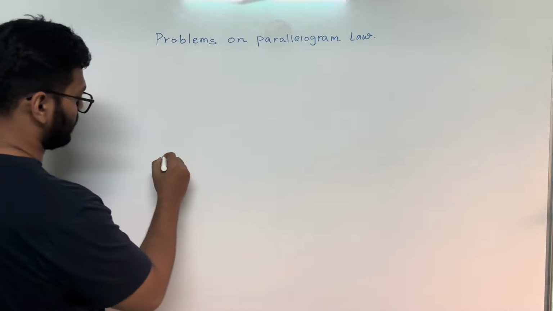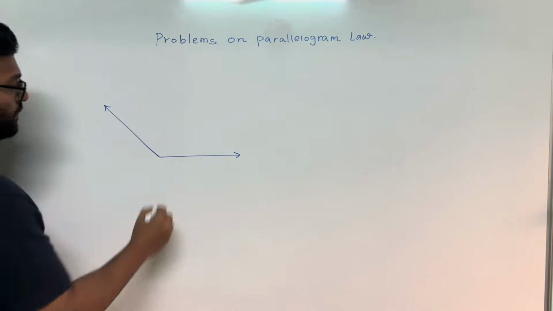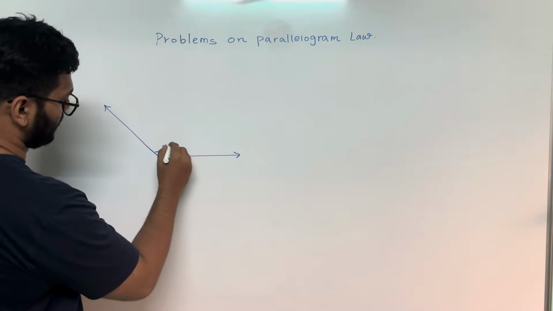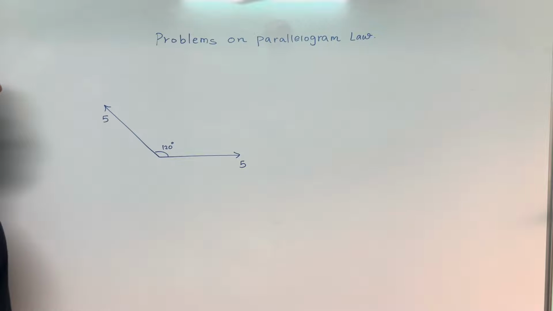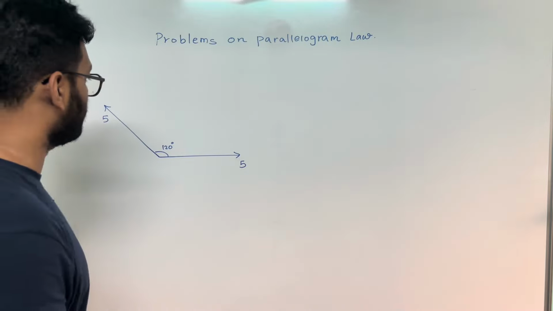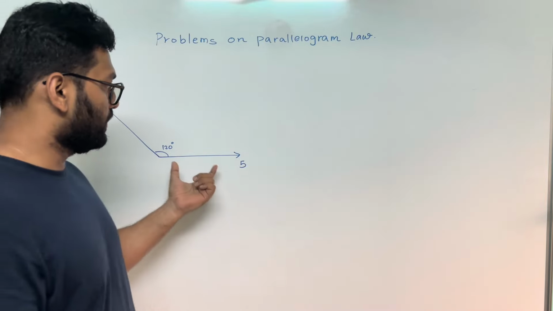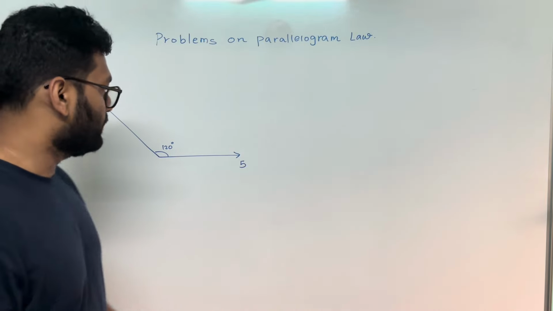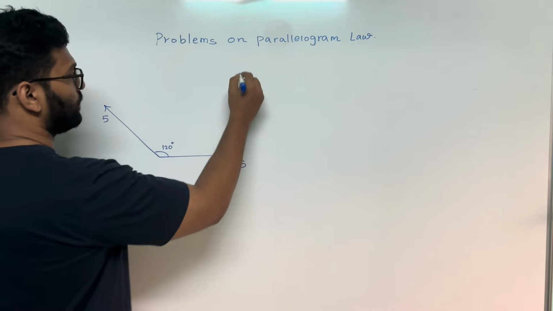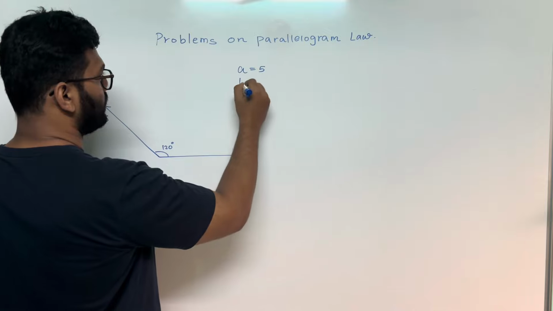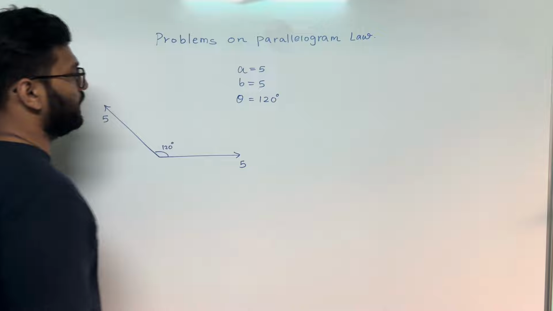Suppose there are two vectors. One of the vectors is like this and another vector is like this, and let's say this angle is 120 degrees. Let's say this has a magnitude 5 and this also has magnitude 5. We have to find out the resultant of these two vectors and the angle of the resultant vector with this horizontal one. Let's look at that. How will we do this question? Let's say A is 5 and B is also 5, and the angle theta is 120 degrees, right?